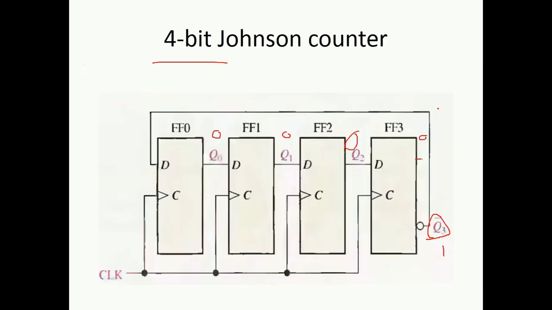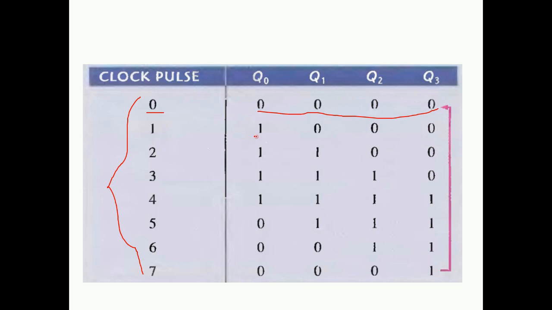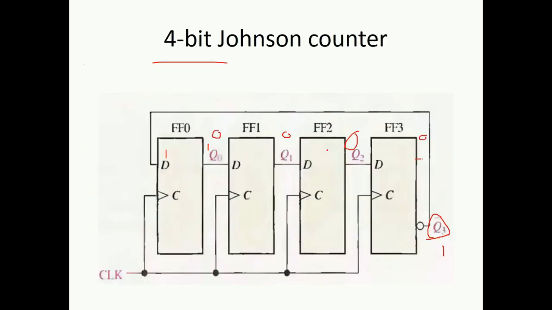Now for the first clock cycle, this 1 will be given as the input to flip-flop number 0. So if D is 1, Q0 will become equal to 1. So you can see, for the first clock cycle, Q0 will become equal to 1. On the other hand, the remaining outputs will remain equal to 0, because 0 input, 0 output. For the second clock cycle, still Q3 is 0, so Q3 bar will become equal to 1.